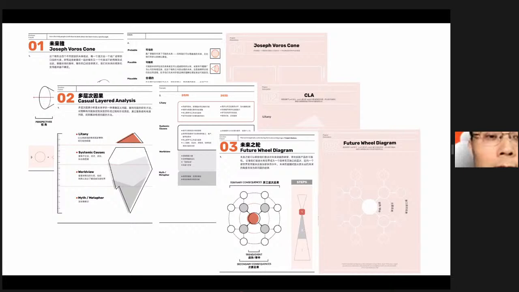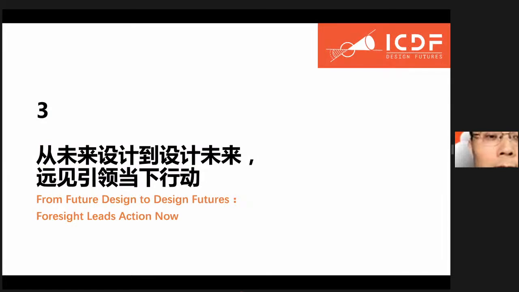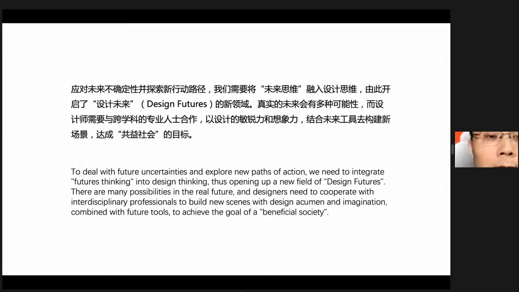So these are our explorations, during which we believe an important point is we must use this kind of studies to guide our practice. That leads to the third part, from future design to design futures. The core of future design is design, while the essence of design futures will be the future. How could you design multiple futures with foresight leading action now? So here, we hope that through co-creation and cross-disciplinary collaboration, we could better use future thinking, put it into design thinking. For practice, we still need to have interactive design and service design serve as important tools.